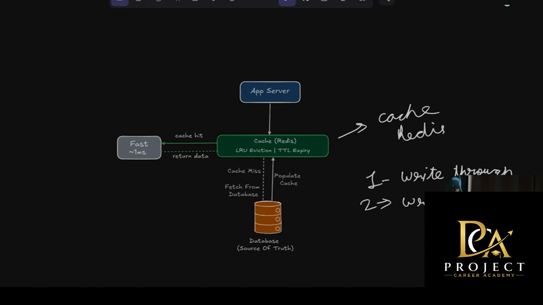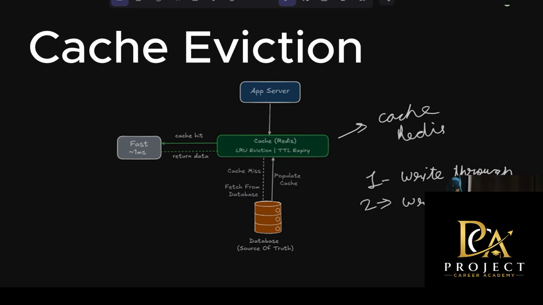Also, you might wonder, what will happen when the cache is full? Because the cache has limited memory. Eventually, we need to remove old data to make room for new data. And this process is called cache eviction. We again have strategies for that. The first is LRU.